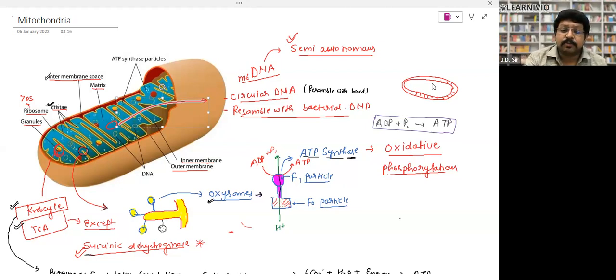New mitochondria arise from pre-existing mitochondria. Means mitochondria have the capability to divide. They divide and form new mitochondria. Okay. Now come to the structure. This was the function of mitochondria. Come to the structural part.